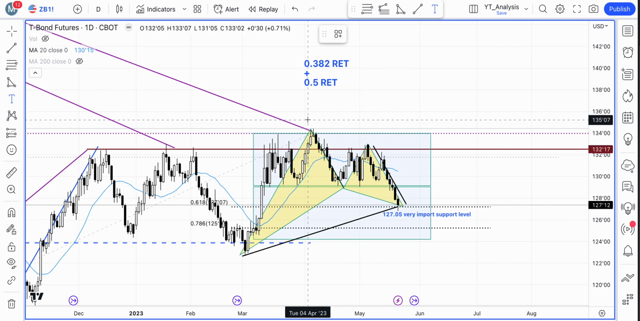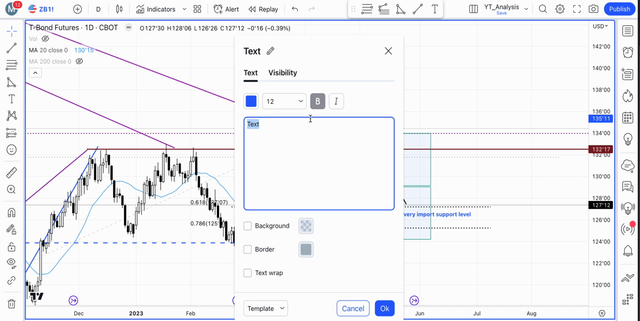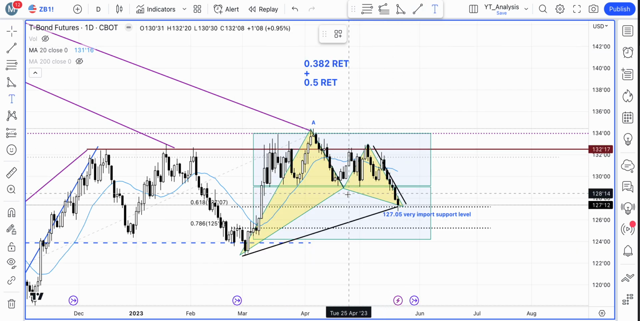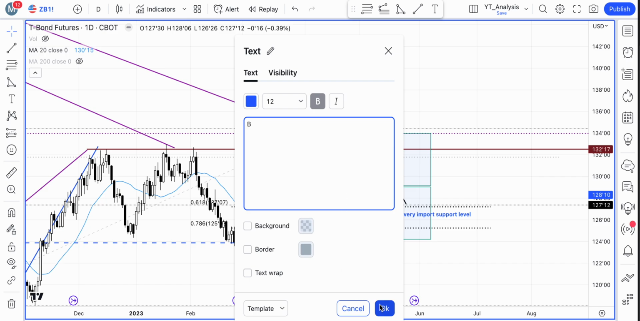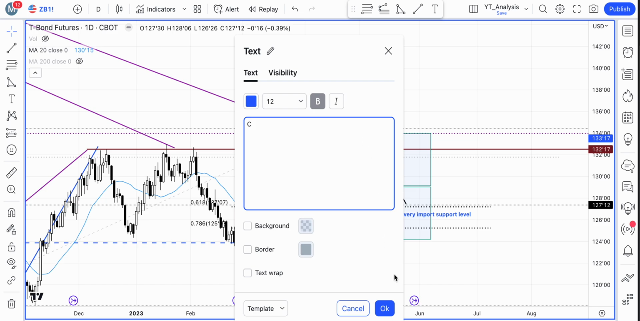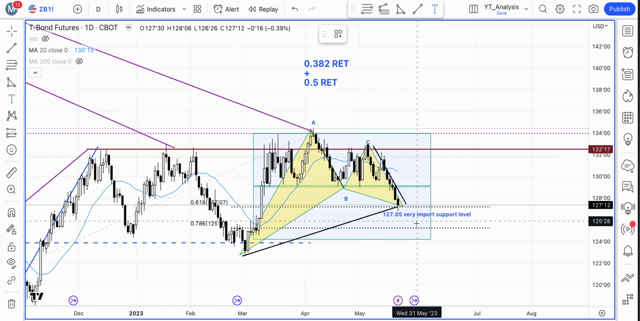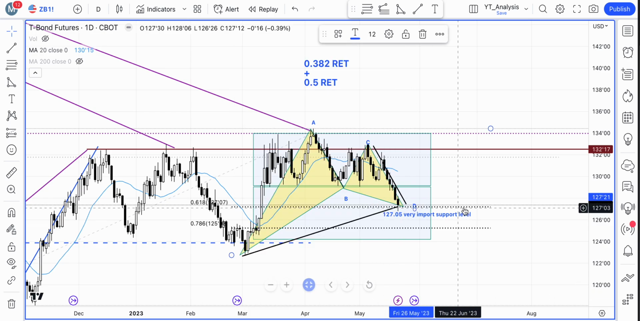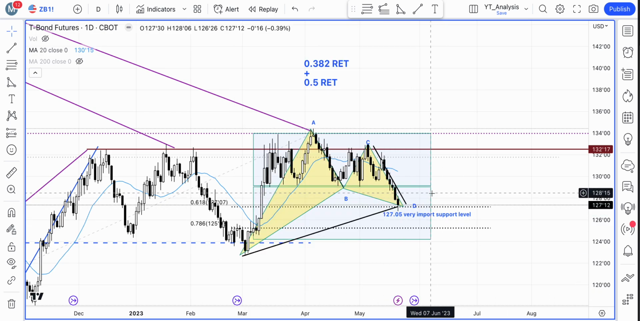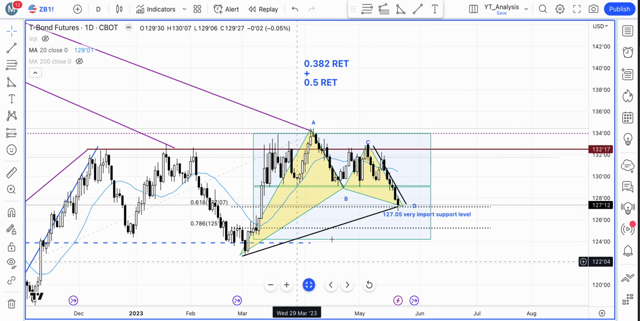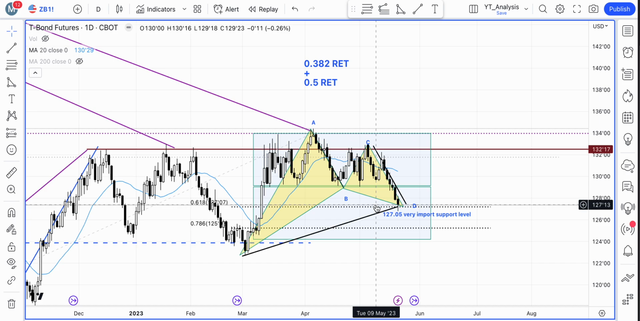So let me actually write it for you. Let's make it A, B, C, and finally the D point. Right here, I'll just write it like this. So this is the one-to-one price projection ABCD coming right at the level of the 61.8% Fibonacci retracement.